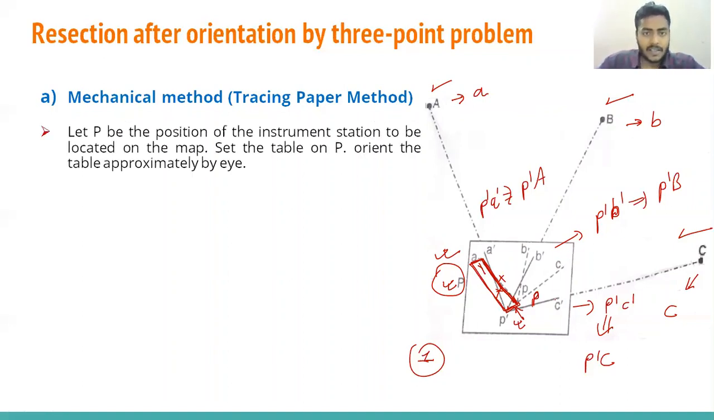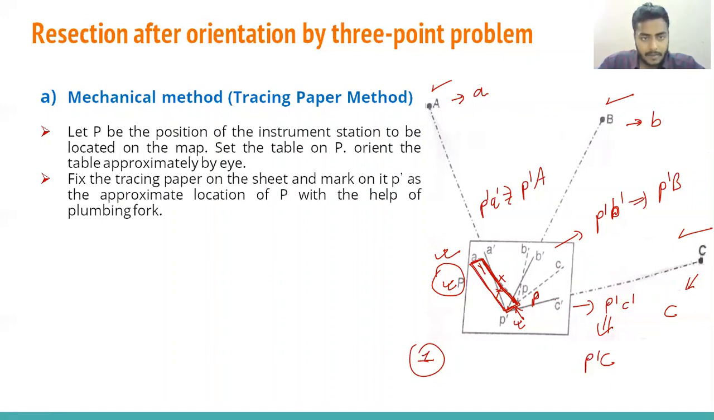You can read this step also. Fix the tracing paper on the sheet and mark P dash, right? See, I'm saying that we kept the plane table at station P. It means approximately we are judging it as oriented. So by adopting this procedure, we can say okay, now the table is properly oriented, right?